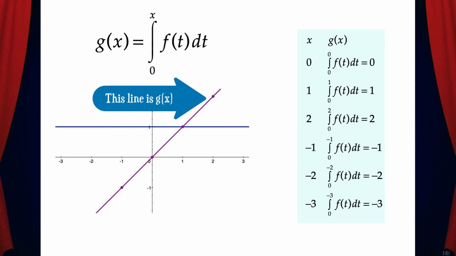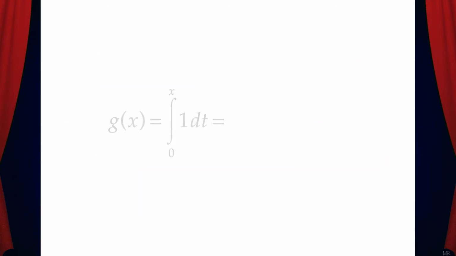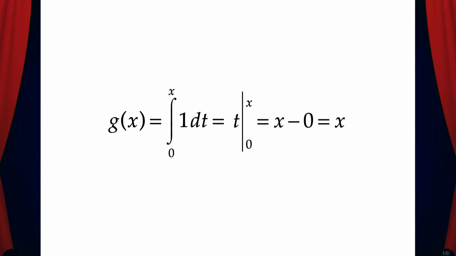We can also confirm this algebraically by actually solving the integral. g of x equals the integral from 0 to x of 1 dt. If we find the antiderivative, we get t, and we'll evaluate that from 0 to x. And if we apply the fundamental theorem of calculus, we get x minus 0, which is just x. So g of x equals x.